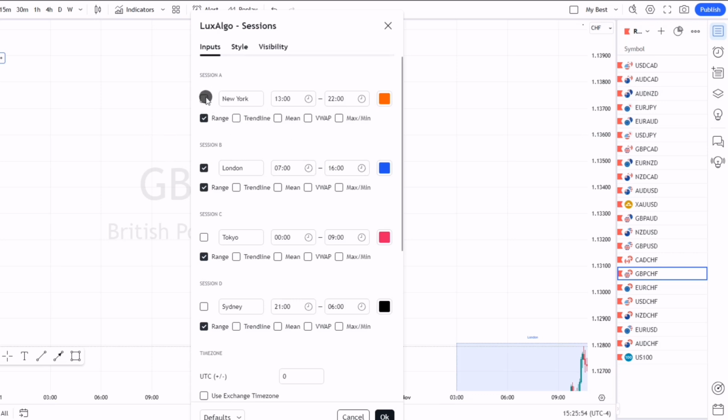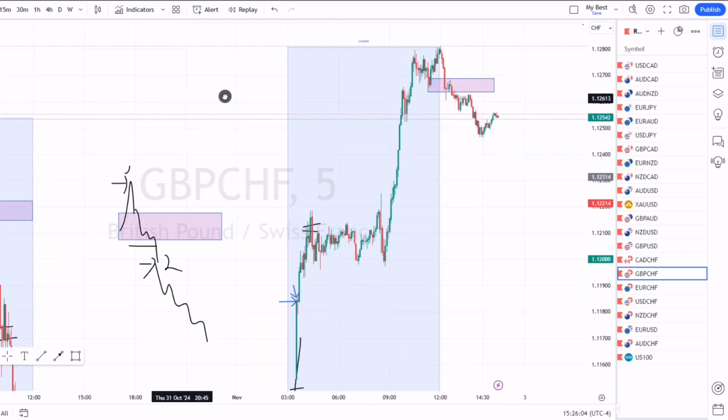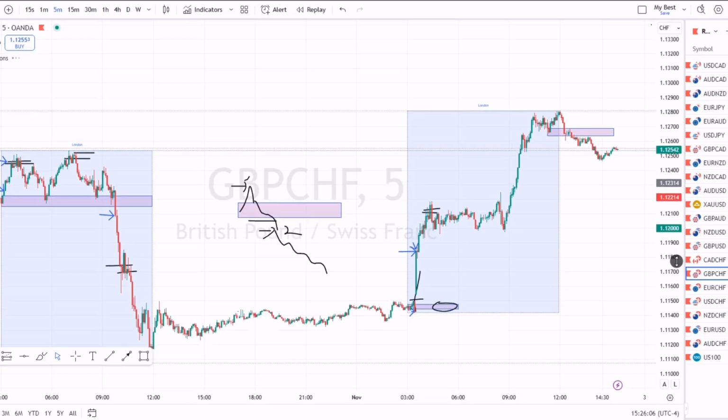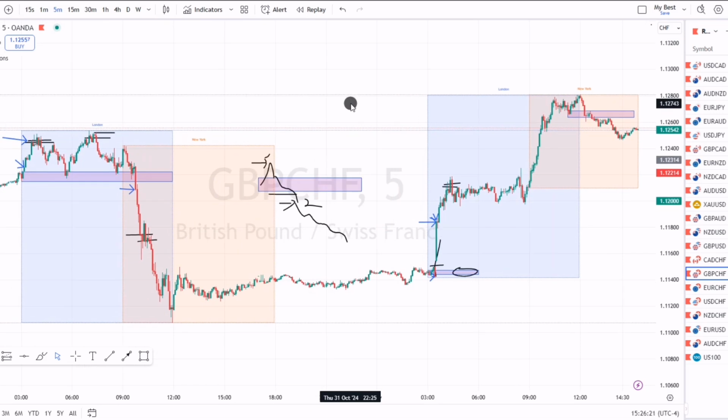For example, if I want to include the New York session, I can just check here and then press OK. My internet is really slow, so let's wait just a few seconds for it to refresh. Right there. Now this orangish box is the New York session.